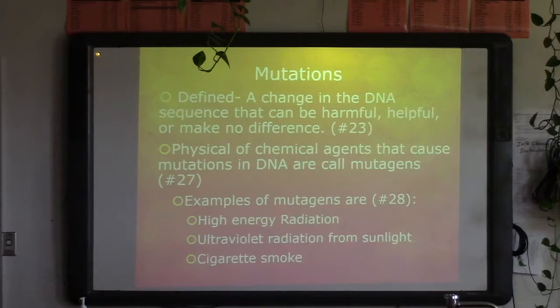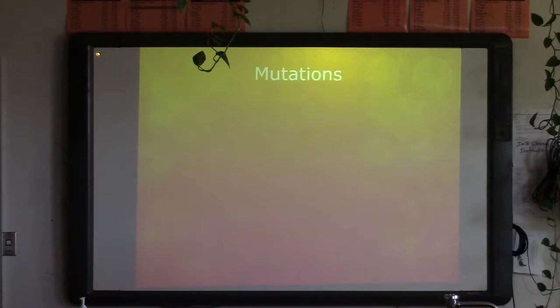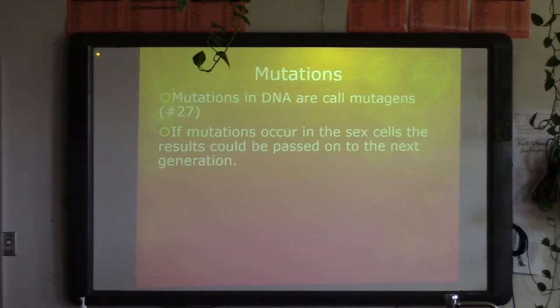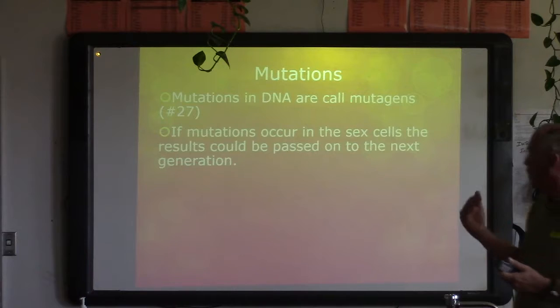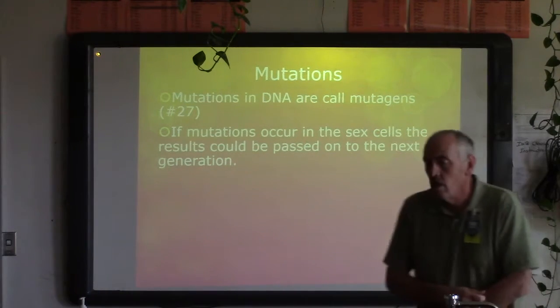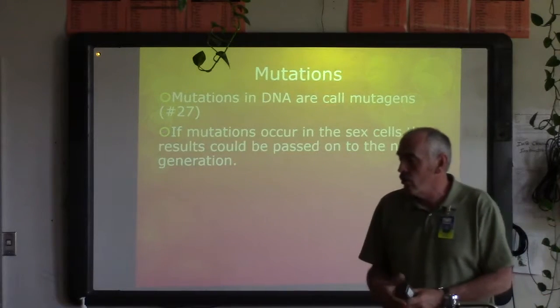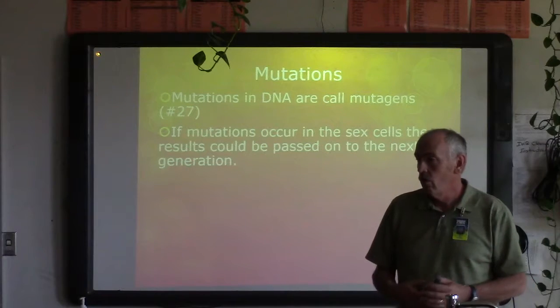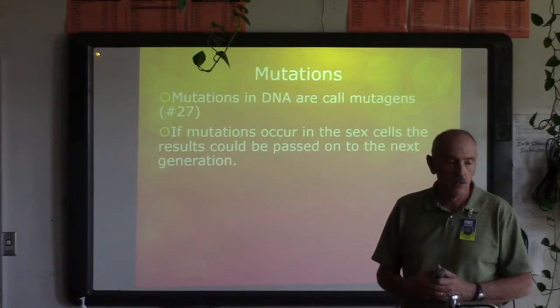Okay, cigarette smoke has mutagens in it. Mutations in DNA are called mutagens again. If a mutation occurs in sex cells, the results could be passed on to the next generation. Now understand, mutagens can cause changes in cells, like ultraviolet radiation on your skin, and that can turn into cancer, and it's just affecting you. Or in lungs, if you're smoking, you get lung cancer.